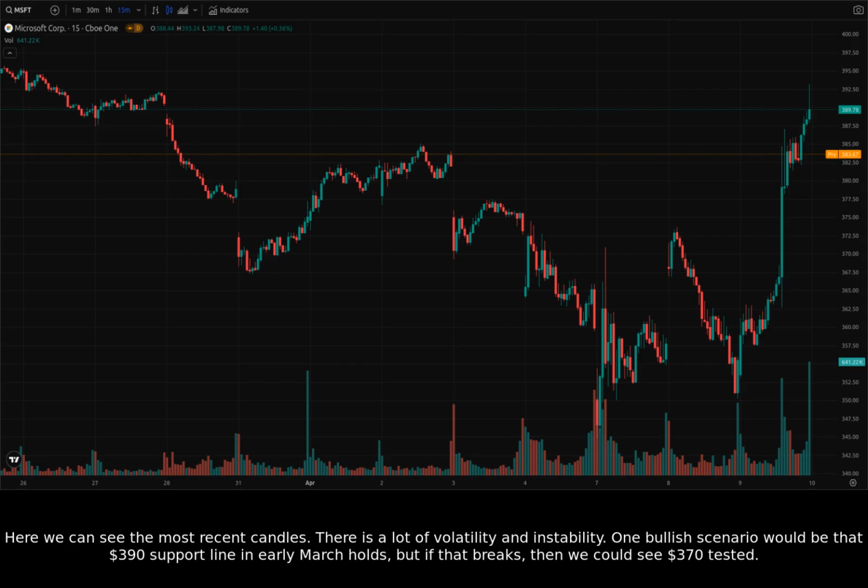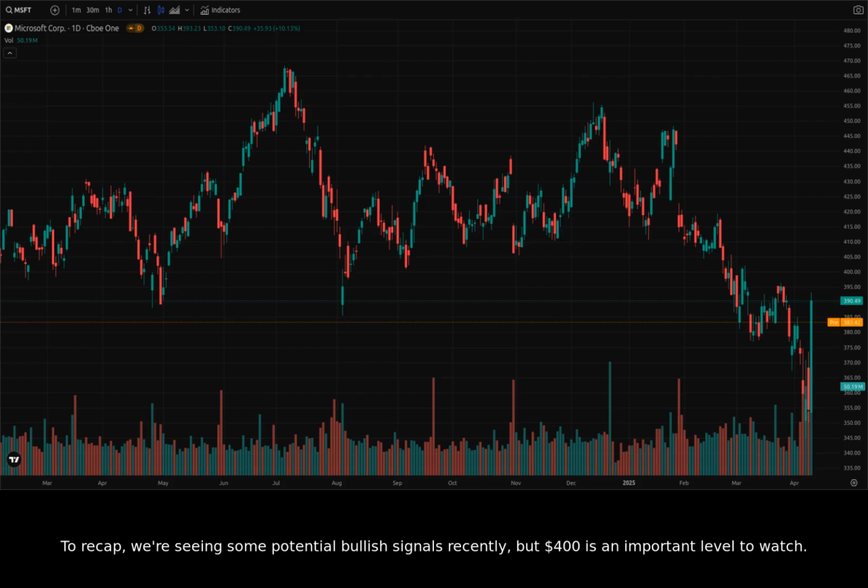Here we can see the most recent candles. There is a lot of volatility and instability. One bullish scenario would be that $390 support line in early March holds, but if that breaks, then we could see $370 tested. To recap, we're seeing some potential bullish signals recently, but $400 is an important level to watch.